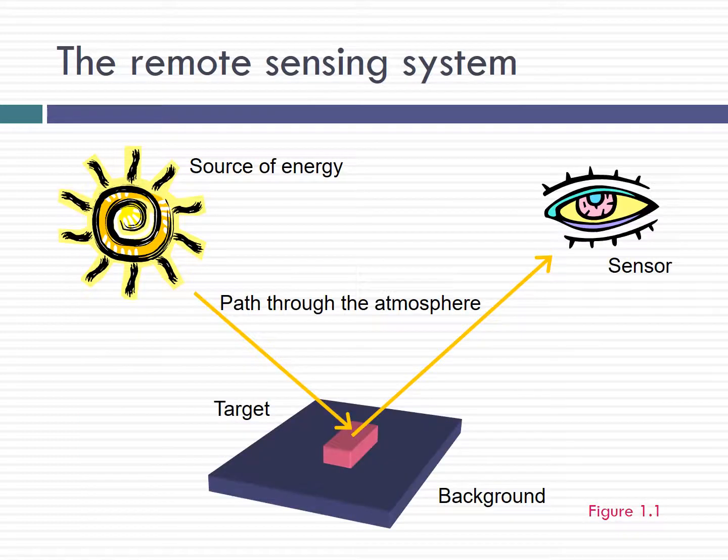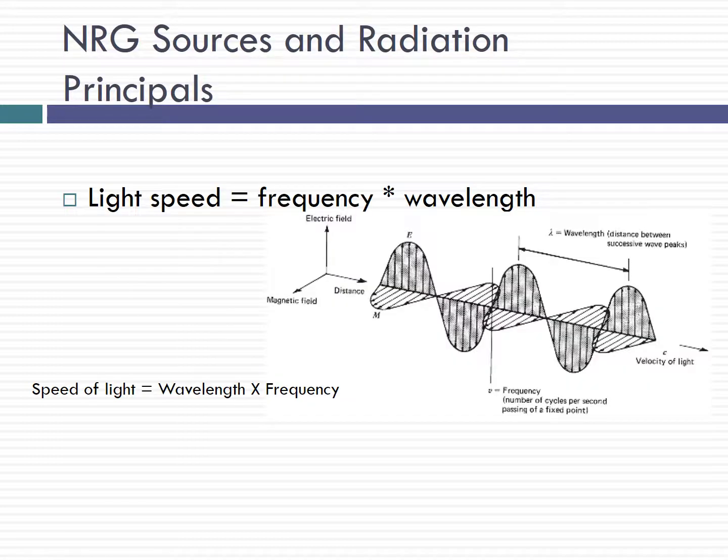So how is the remote sensing system? Well, generally it works basically like this. You have a source of energy, you have a target, a background, you have a pathway for the energy to travel, and some sensor that picks it up. Now, what are these sources?